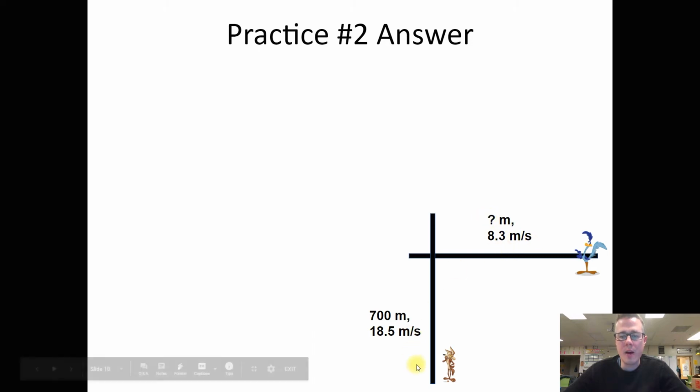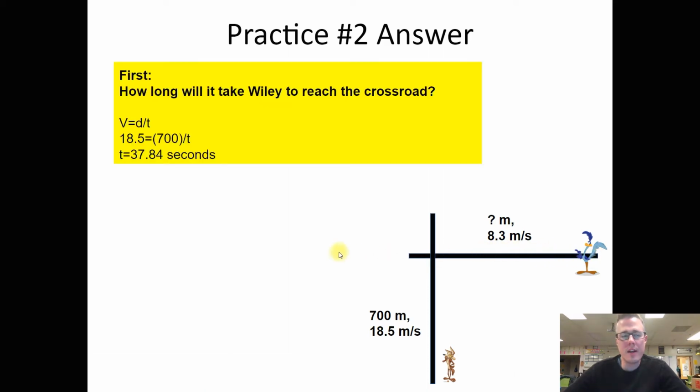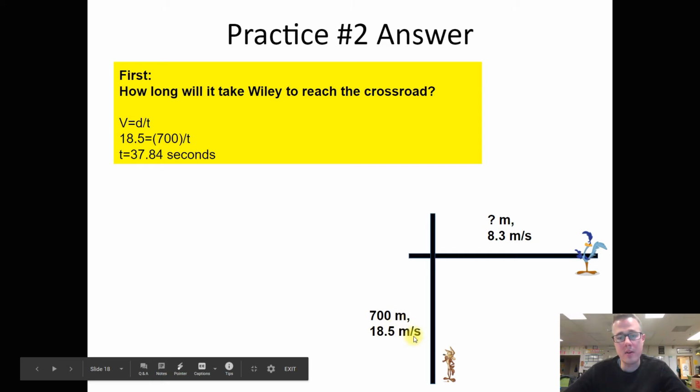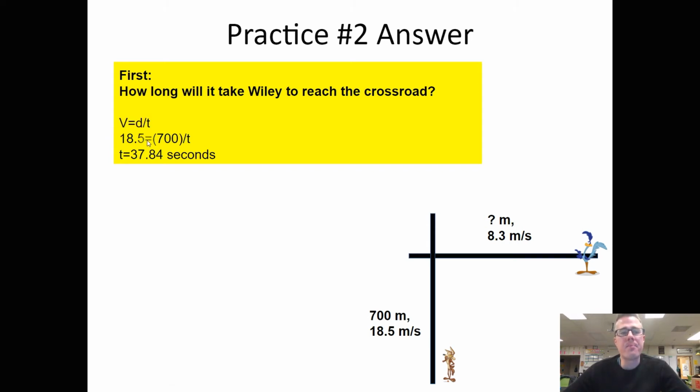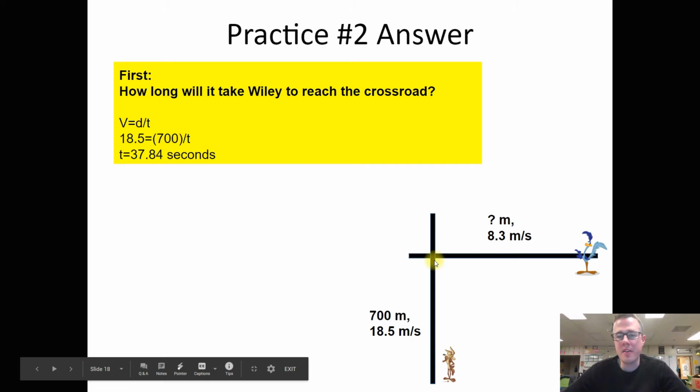And that's what we were trying to figure out, is how far did Wile E. want to start before he lit his rocket in order to crash into the Roadrunner. So we wanted to know how far the Roadrunner was going to be. So in order to solve that, here's what we had to do. The first step was to figure out, well, how much time is it going to take for Wiley? Since we know his distance and we know his speed, we can figure out how many seconds it's going to take. So we would put in velocity or speed is distance over time, plug in the numbers that we know. When we solve, we get 37.84 seconds. We know how much time it's going to take him to get to the intersection.